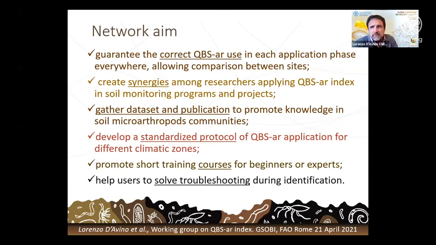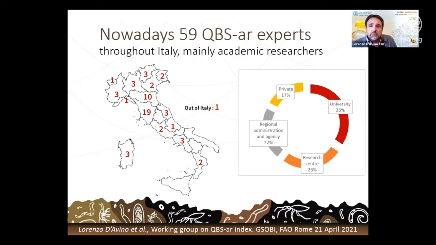We have cataloged 230 stereoscope images, assigning the correct ecomorphological index value. Nowadays we are 59 experts, mainly in Italy, from 15 regions, mainly academic researchers, but not only, because there is a lot of interest from policymakers for monitoring and from private bodies for certification, such as Biodiversity Alliance, for example.